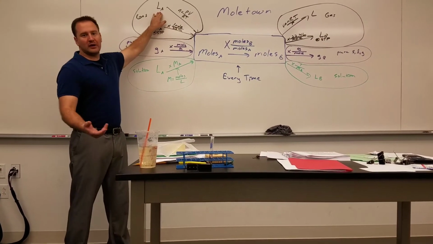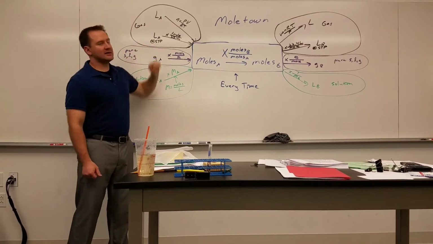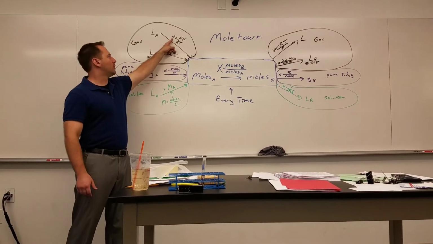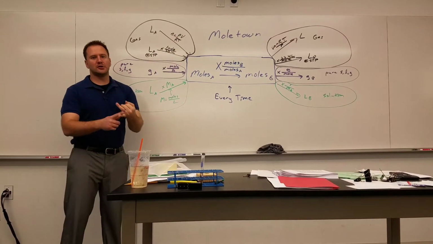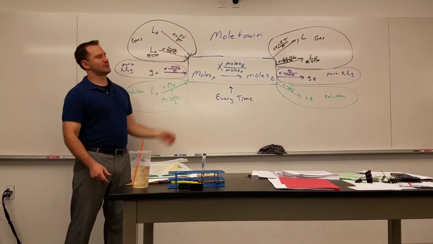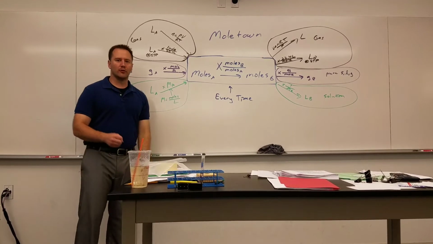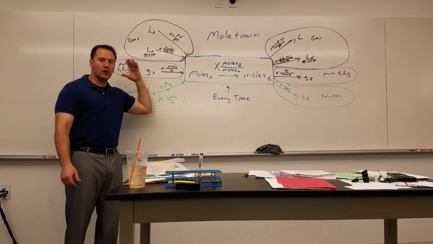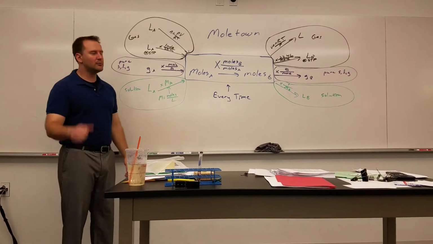And then if we weren't at STP, then we'd have to use the ideal gas law, or PV = nRT, rearrange it for n, which represents the number of moles, and you'd be given a pressure, you'd be given a volume, you'd be given a temperature, and the R would be the appropriate gas constant depending on what your units for pressure were. Those would all get us to Moletown.